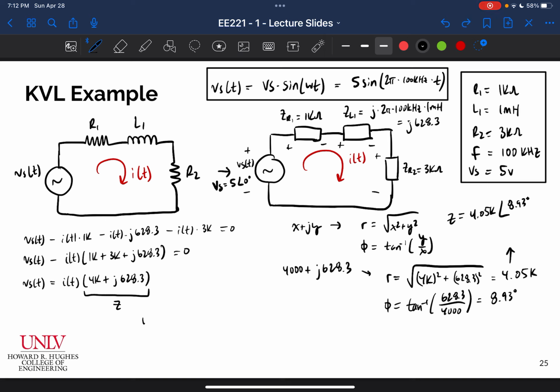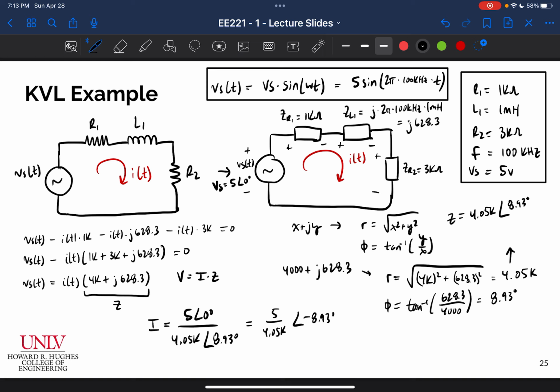Now I can use Ohm's law, because in this case it's actually just going to be big capital I. I wrote it over here as V equals I times Z in phasor form. So my big capital I phasor, because I'm going to get a phasor out of this quotient, is going to be my voltage, 5 angle 0, divided by 4.05K angle 8.93 degrees. That's equal to 5 over 4.05K angle, and I take the difference between the two phases, 0 minus 8.93, so it's negative 8.93 degrees. What does it mean to have a negative phase?